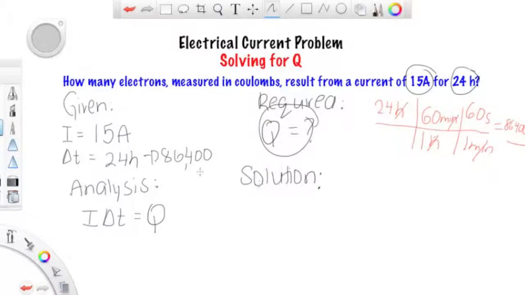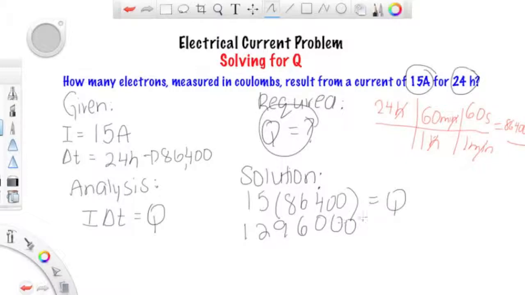So our formula, again, is I, current, times time. So we can put that in. 15 times 86,400 should give us Q. And if we put that into our calculator, our answer should be as follows.